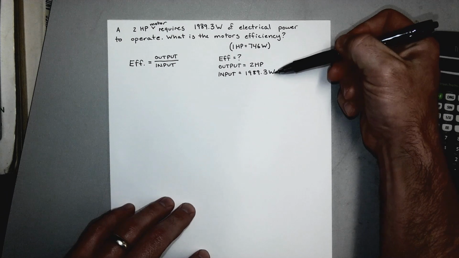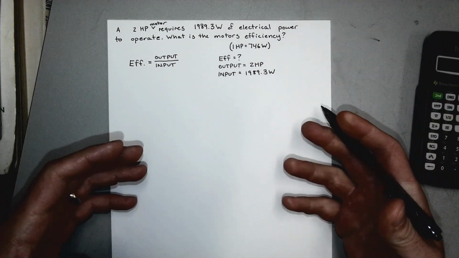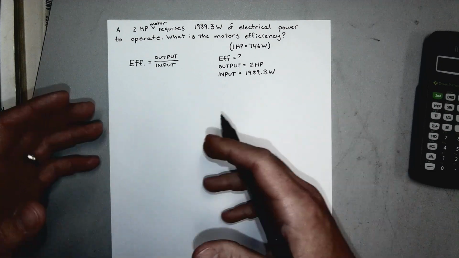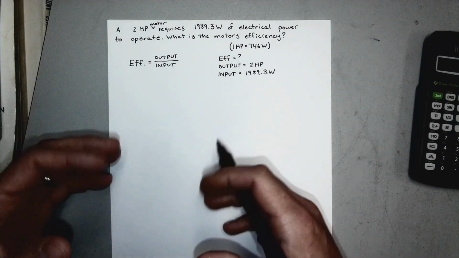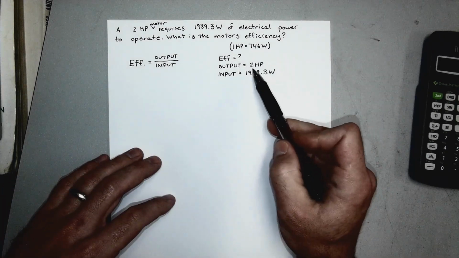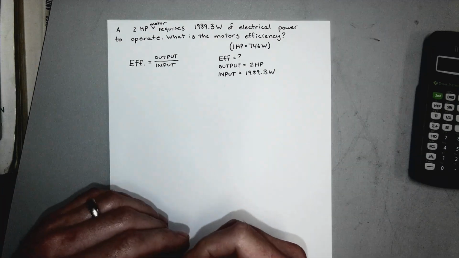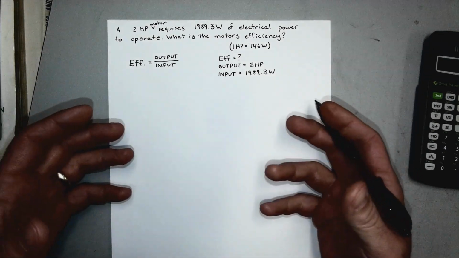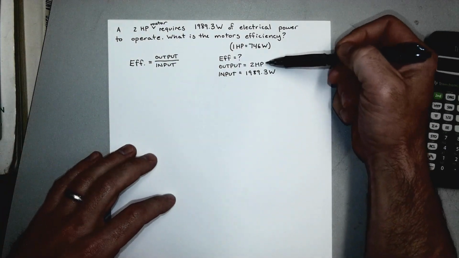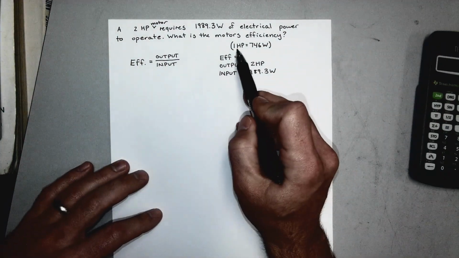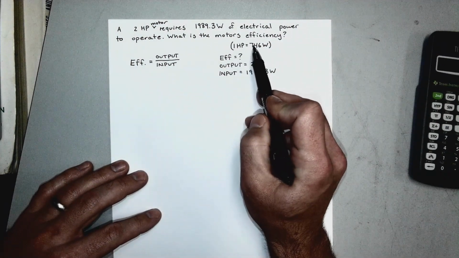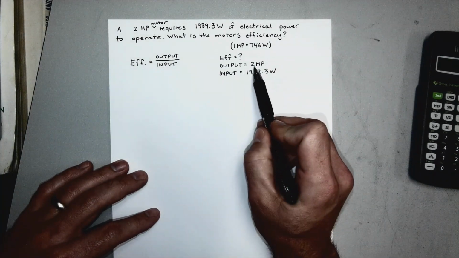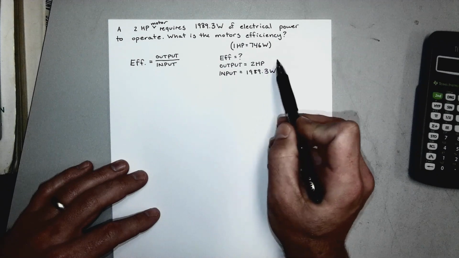Now we're dealing with 2 different units here, and so we have an option. Do we want to deal with the units now? That's probably the best thing to do because we can't do any math when our units don't match. Efficiency is unitless, so we have to have both of these in the same unit. We're given the conversion factor here, so 1 horsepower is equal to 746 watts. And so it's probably easier to just convert this 2 horsepower to watts.